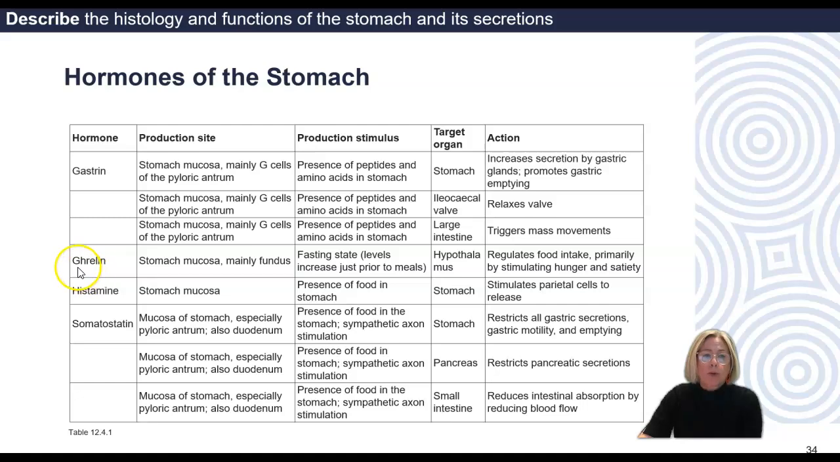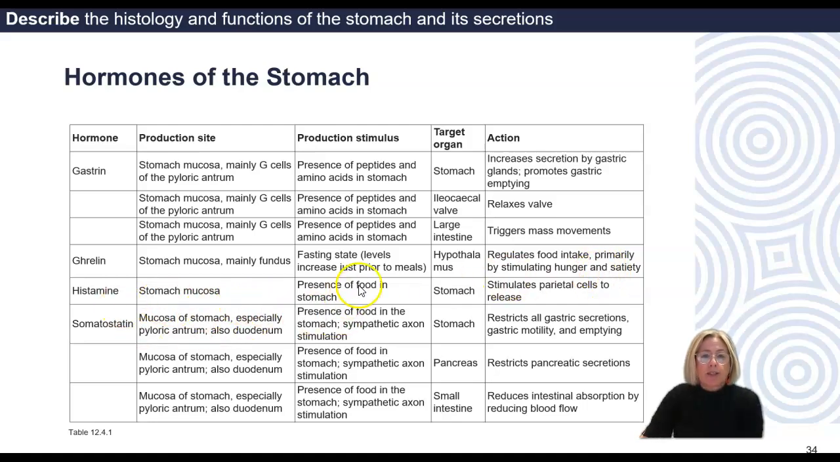We have another hormone called ghrelin, and it is produced in a fasting state. So the levels of ghrelin increase just before we eat a meal. Its target organ is the hypothalamus in the brain, and so it's involved in the regulation of food intake, primarily by stimulating hunger and also by stimulating that feeling of being full, so satiety as well.